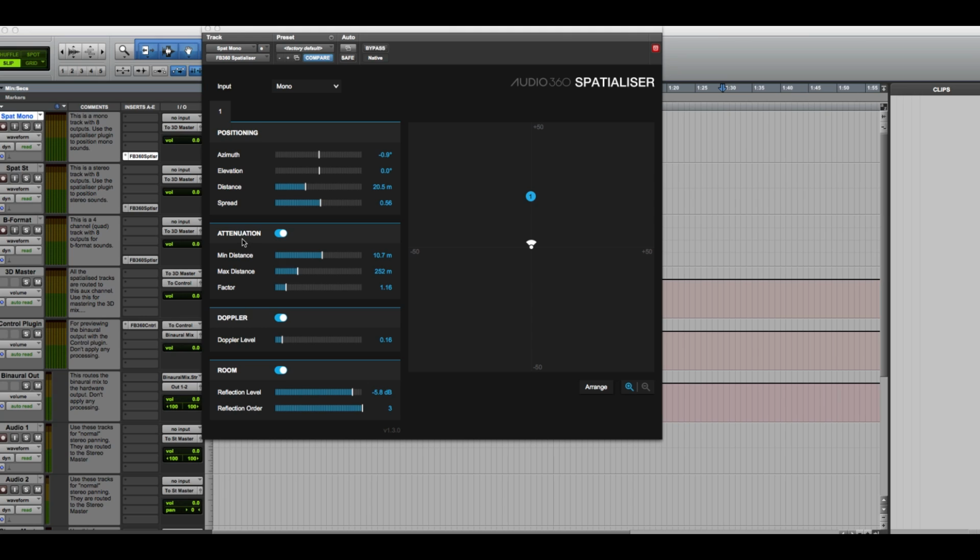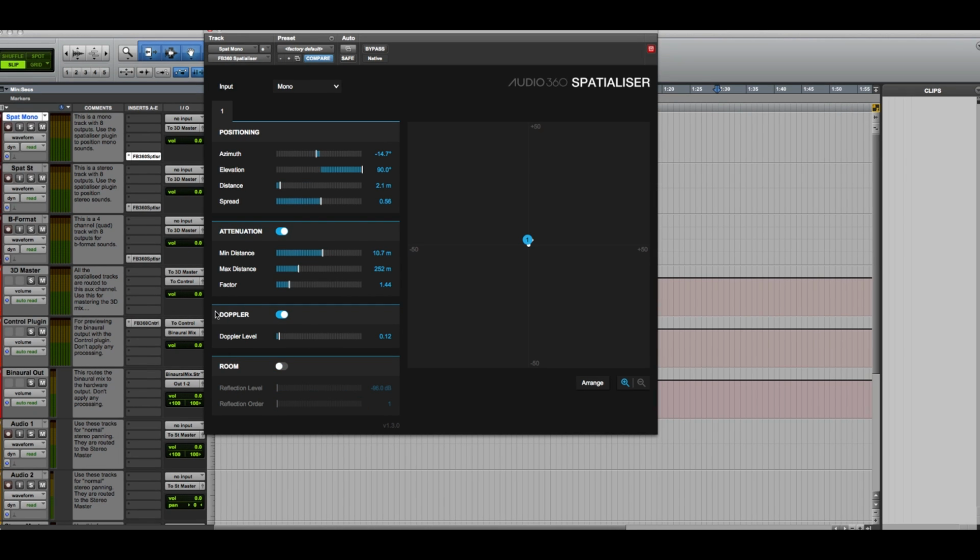Now, factor is an attenuation curve, so that means how much does the sound attenuate, or how much volume do you lose as the sound moves away from you. In real life scenarios, a factor of 1 means that the sound drops by 6 dB every time the distance doubles. So by way of an example, if you've got a sound that's at 1 meter, and it plays at a volume of 0 dB, as it moves away by 2 meters, then you've got minus 6 dB. When it gets to 4 meters, you're on minus 12 from the original. When you're on 8 meters, you're on minus 18 from the original sound, and so on and so on. So it's a curve. It's an attenuation curve.